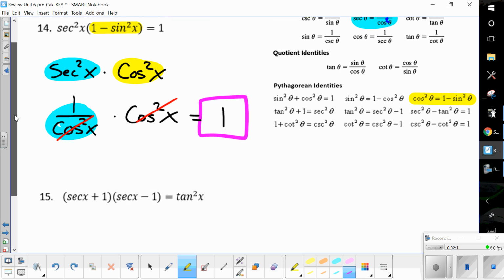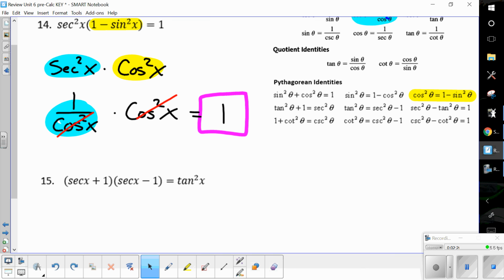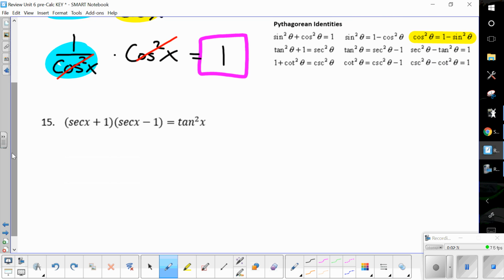Okay, 15. Similar type of problem. What can I do mathematically and using these tables over here to the right to change that into tangent squared? So I'm going to go ahead and probably I would start off by distributing. So let me scroll up a little bit. I'm going to do first, outer, inner, last, because I noticed the 2 binomials here.